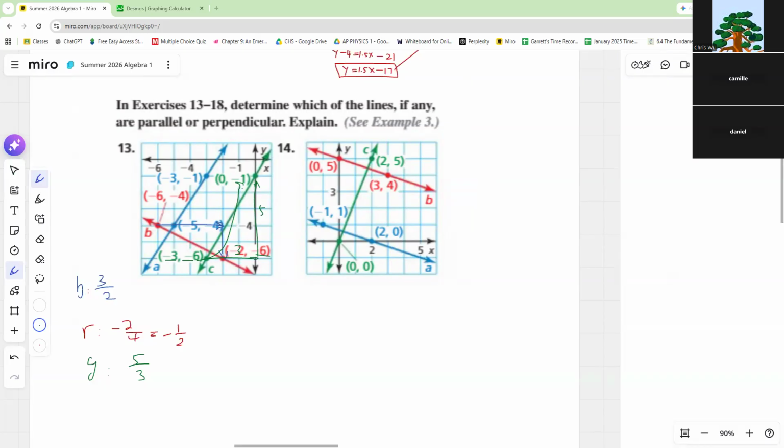For the green one, are we using 0, 0 as x1 and y1? Yes, you can do that. 0, 0 is x1, y1. Okay.